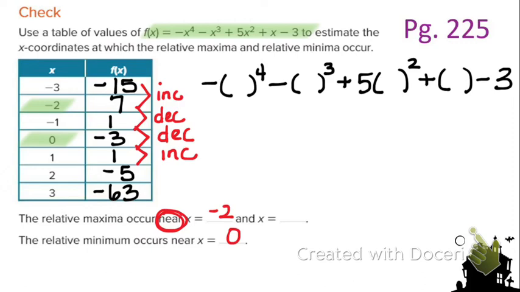And then we go from 1 to -5. And 1 to -5, that is a decrease. So that tells us that somewhere near 1, we have our second maximum. And that is what you're going to have to do in your homework.